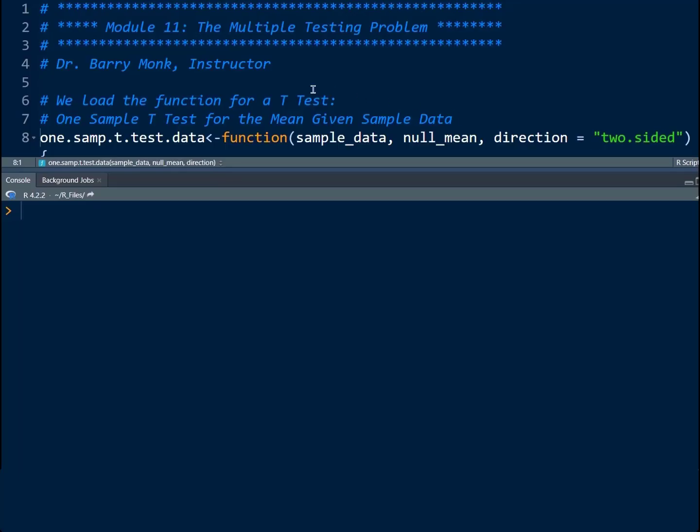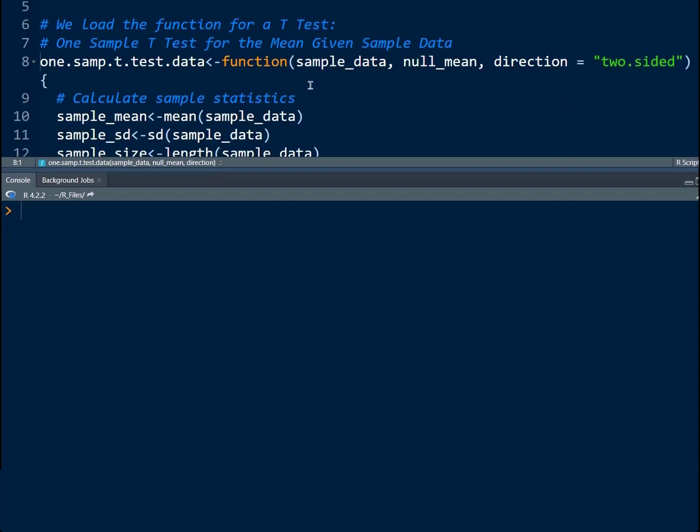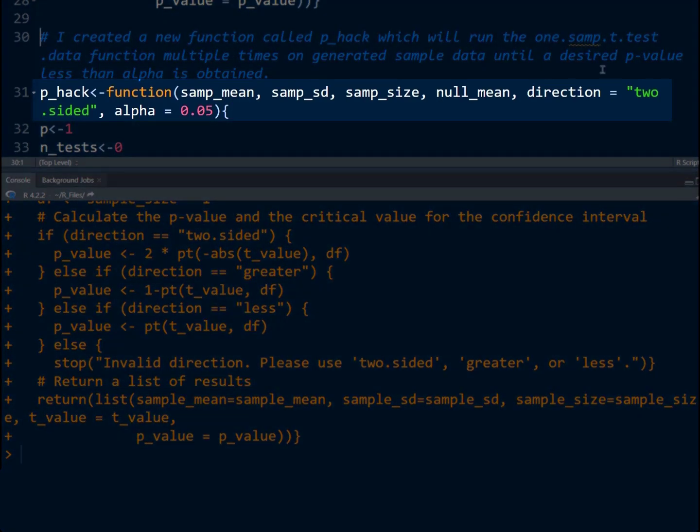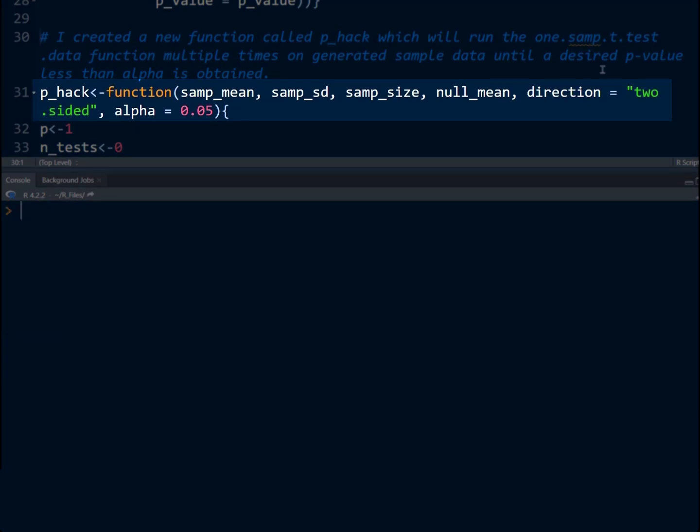Let's click over into R to simulate this last example. I'm going to load the one-sample t-test function that was used in the last module. Now I've created a new function called p-hack that will generate a sample with a given mean, sample standard deviation, and sample size. And it will perform the t-test over and over until a p-value that is less than the level of significance, alpha, is obtained.